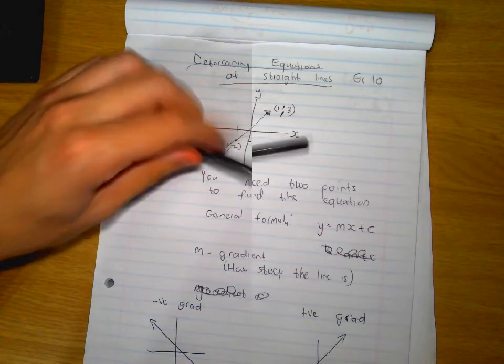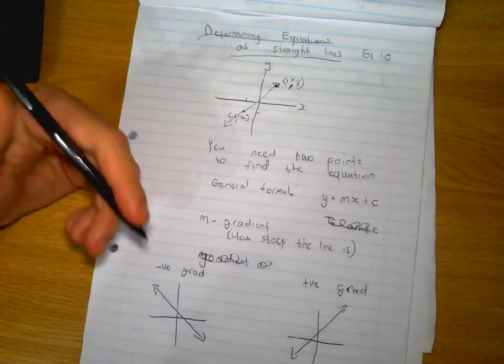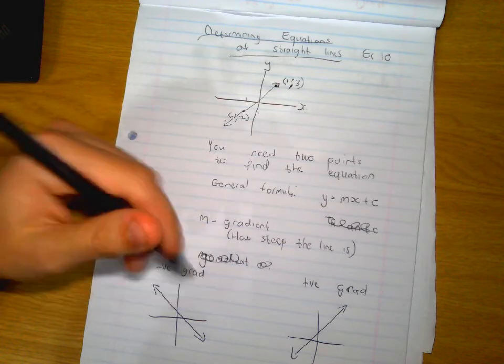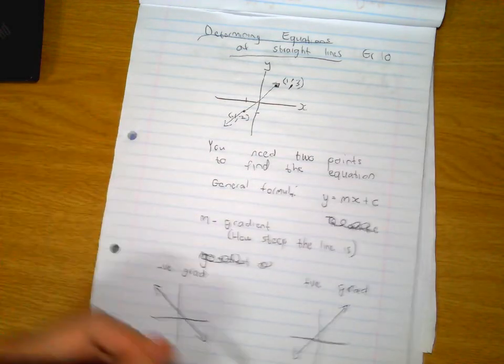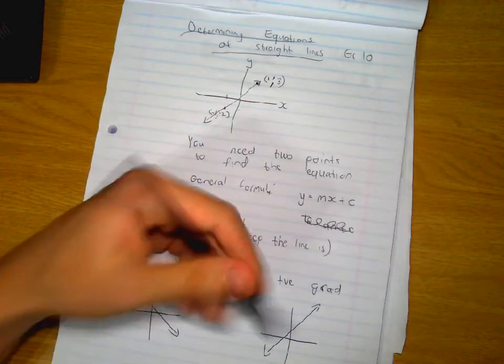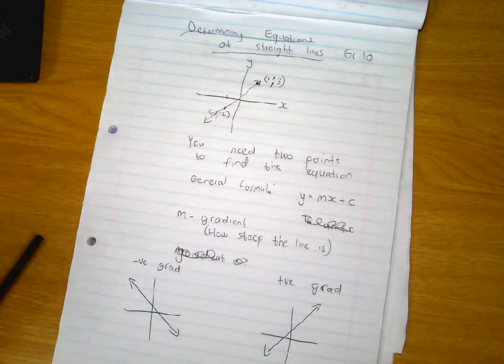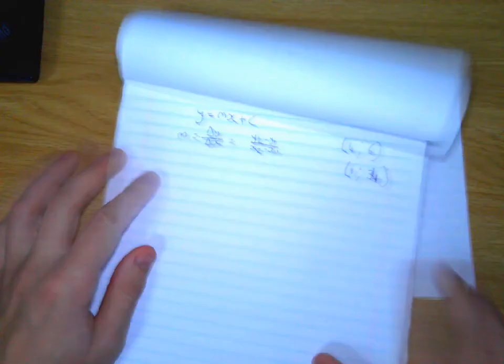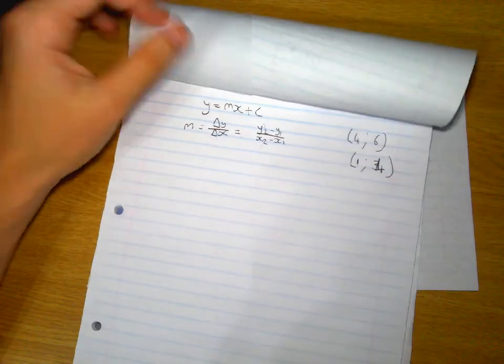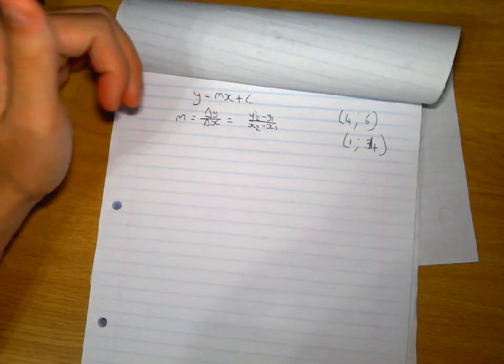So this is what it ends up looking like. If you have a negative gradient, when you read from left to right, you'll notice the line goes down. With a positive gradient, when you read from left to right, the line goes up. Now we understand what gradient means, but we need gradient in order to figure out this equation. So how do we get it?